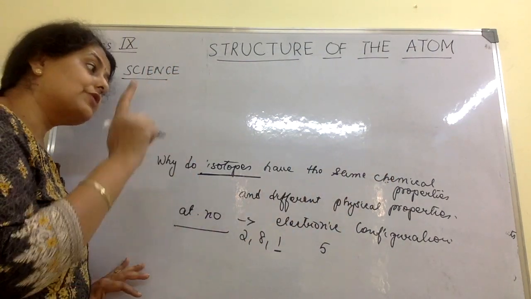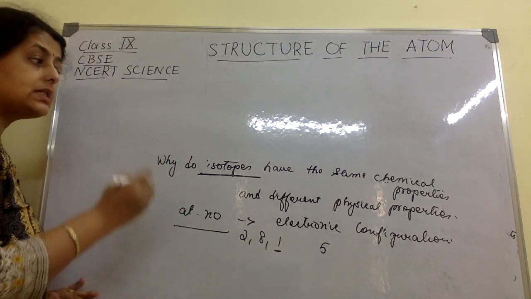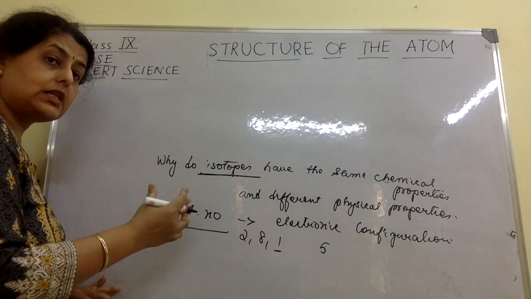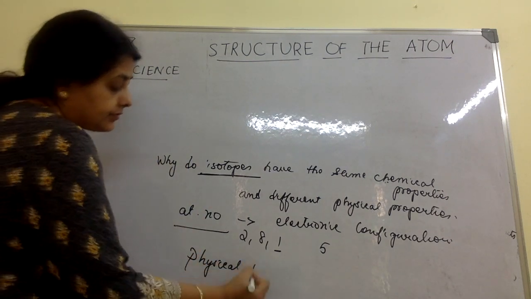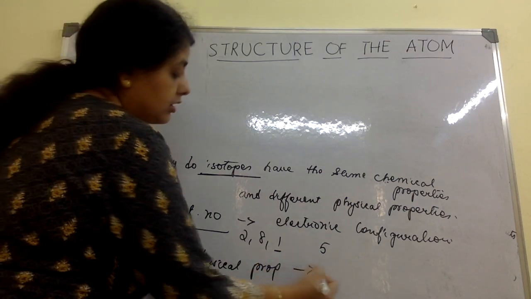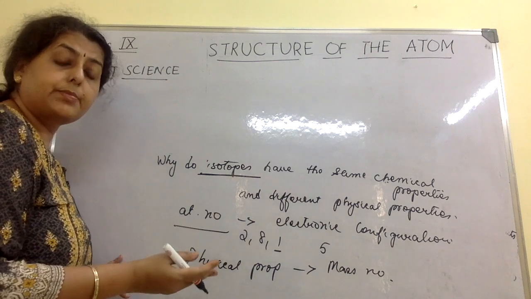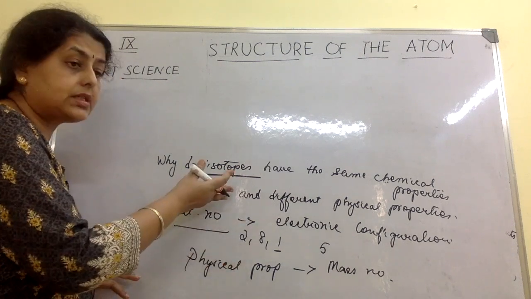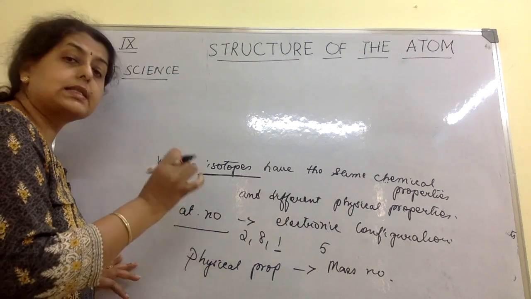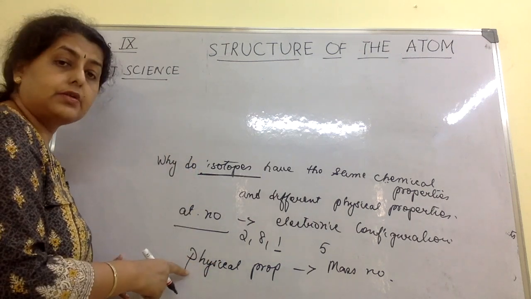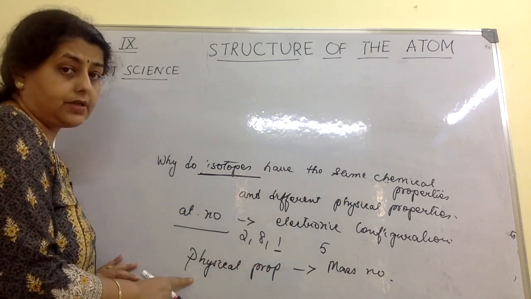But physical properties are different, because physical properties of any element depend on the mass number. Therefore physical properties depend on their mass number. Mass number is different, therefore their boiling point, their melting point, these things differ, because they have a different mass number, so they have a different physical property.